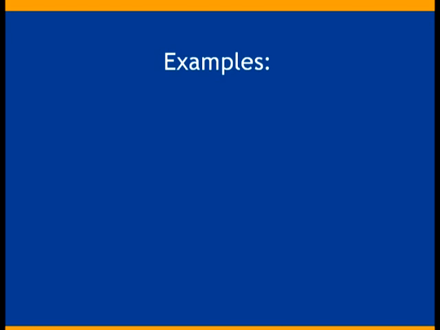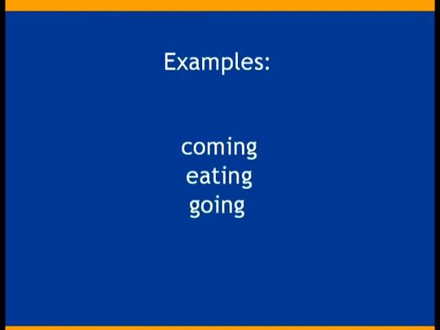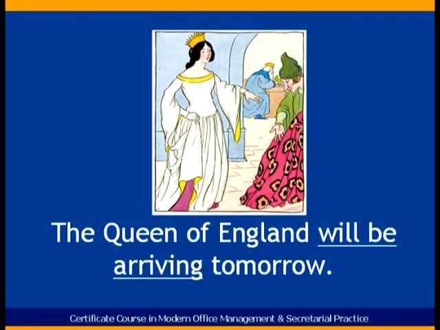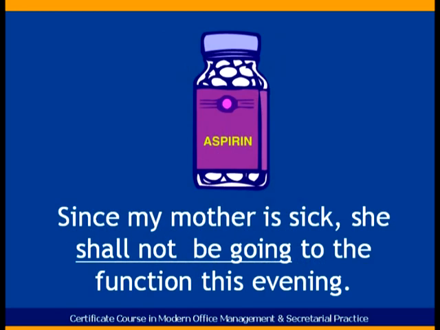Here are a few examples. Coming, eating, going. Let us see the examples given and understand the rule. The Queen of England will be arriving tomorrow. Since my mother is sick, she shall not be going to the function this evening.